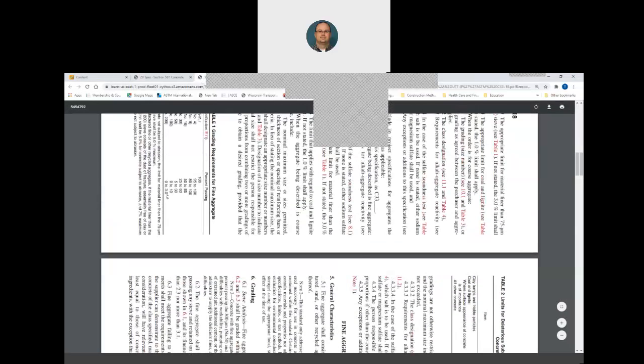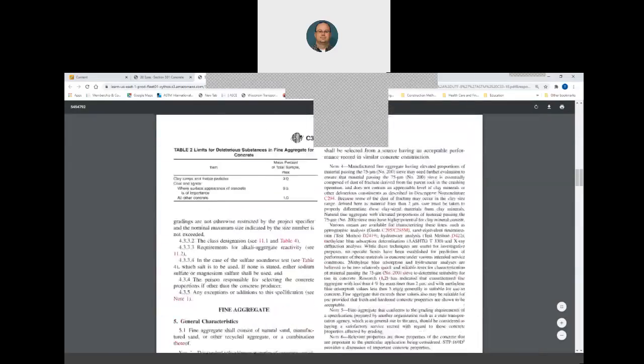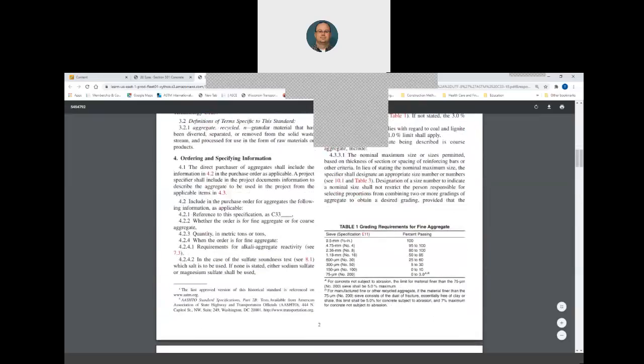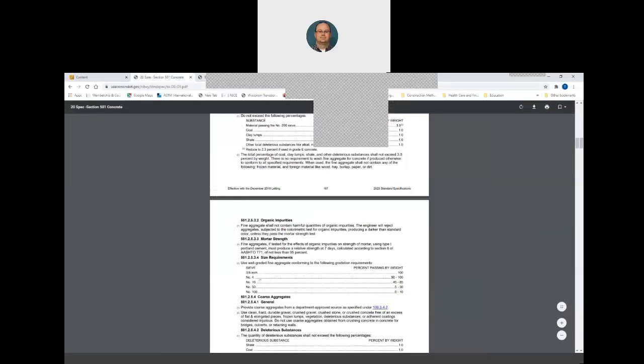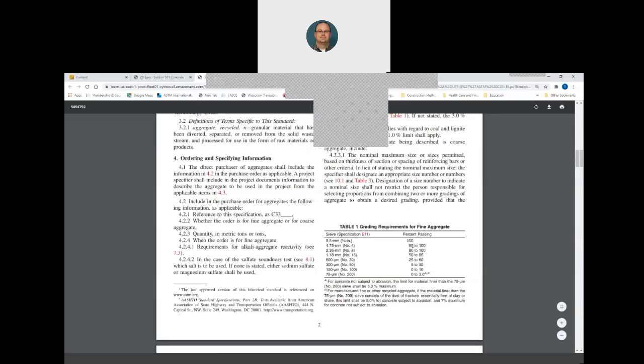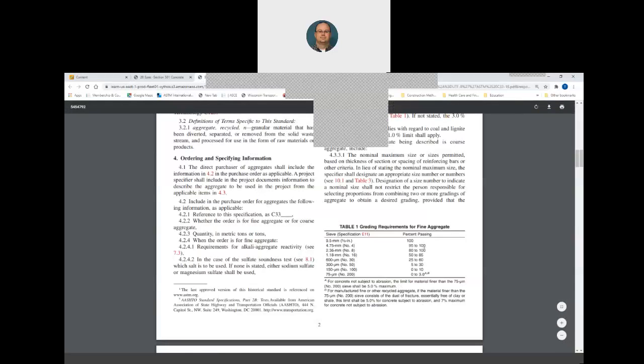Now let's go back to ASTM. Let's find our fine aggregate right here. 3/8 inch sieve, 100. Those are the same. Okay. Number 4 sieve is 90 to 100% passing. I go back to the ASTM. Number 4 is 95 to 100. All right. Let's check that again. Is that different? 90 to 100. 95 to 100.